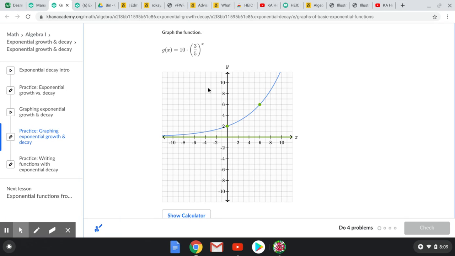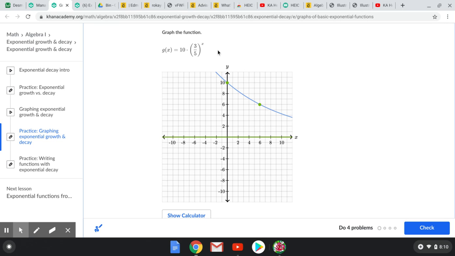So the first thing I want to talk about is the 10. This 10 is the y-intercept. So remember, it's our starting value in a word problem. It's our y-intercept in a graph. So I'm just going to take this and move it up here to 10. Okay, so that's my first one. I always know that whatever is out here is my y-intercept. So that's kind of the easy part.